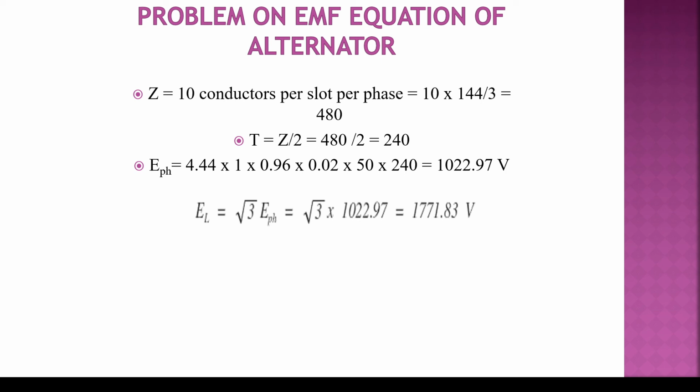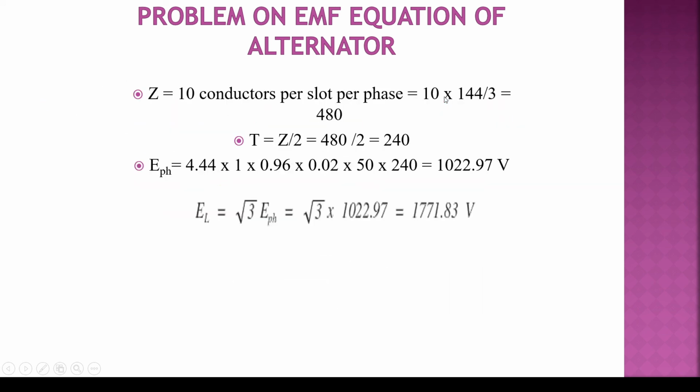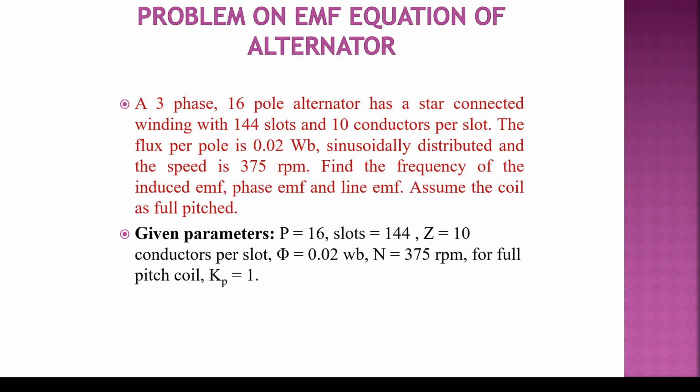Now the line voltage value, if I want, it is root 3 times the phase voltage, that is root 3 into 1022.97, that is 1771.83 volts is my line voltage. It is star connected, as given here, so that is why for star connection line voltage is equal to root 3 times phase voltage. So like that we substituted the value of line voltage as root 3 into whatever phase voltage value we got. Substitute that, then you will get the line voltage value. So we have solved the problem.